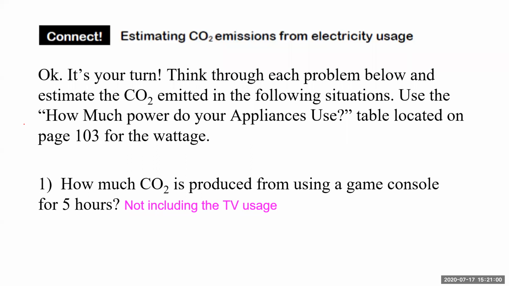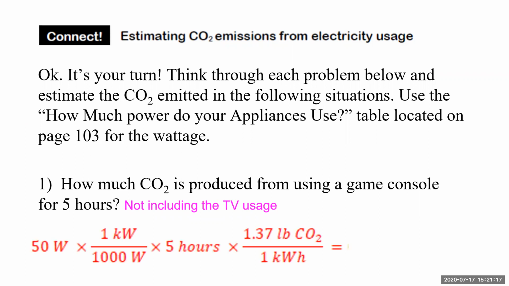So look at the table on page 181, and locate a game console. So a game console is under living room, right? So under living room, you realize that a game console has 50 watts. So you change to kilowatts by dividing by 1,000, and you multiply by how long you use the game console, and then you multiply by the national average. And that gives you how many pounds of CO2 is produced from using the game console for 5 hours.